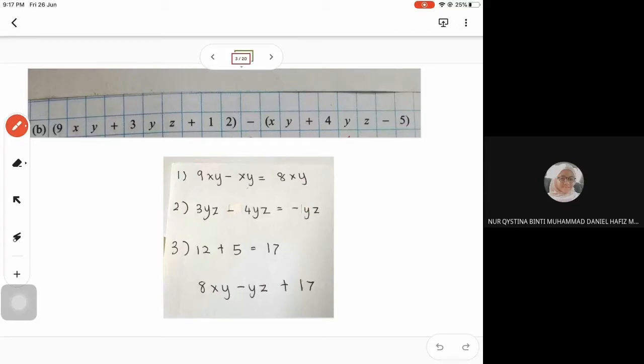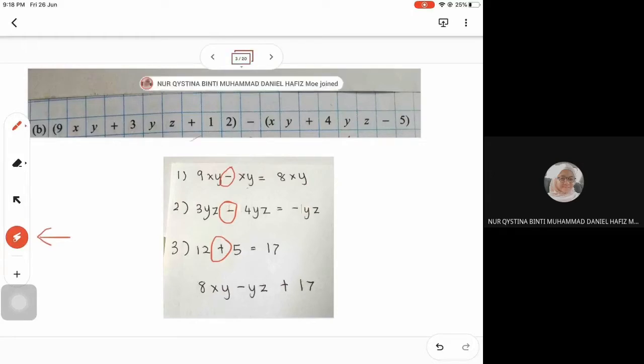Okay, Christina, how do you determine this sign? How do you determine that? 9xy, so there is a minus at the... Christina, boleh minus pakai at the middle. Christina, do you have this... Yes. You can use this last... This, apa nama? Laser pointer. Tunjukkan whichever you're referring to?